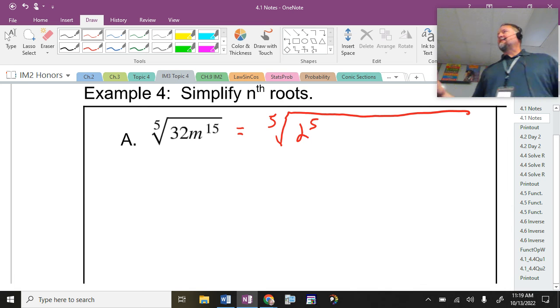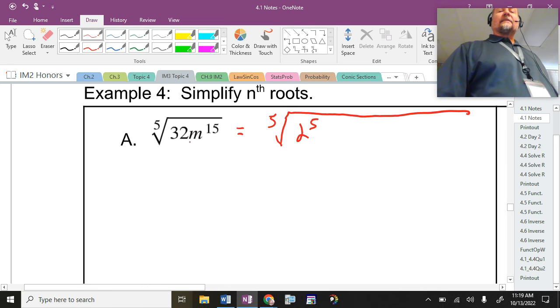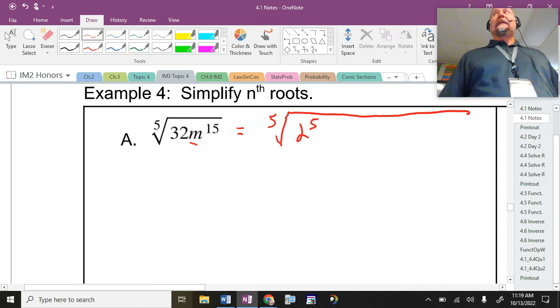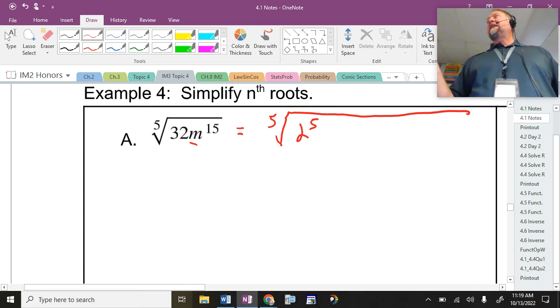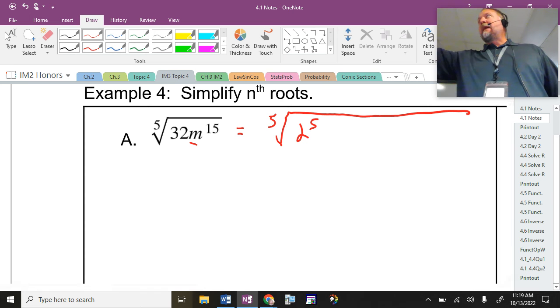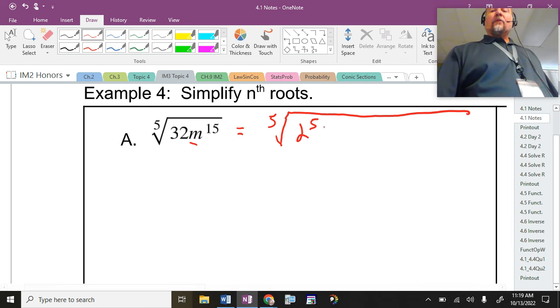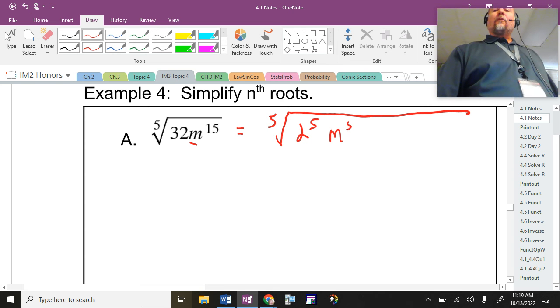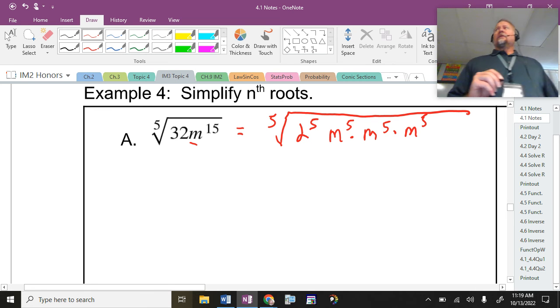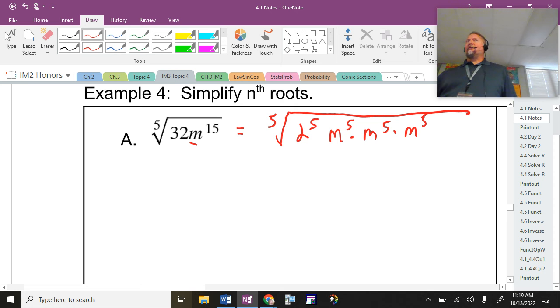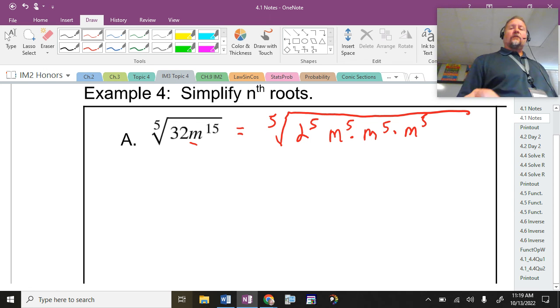32 is 2 times itself 5 times, so I can write it as an exponent. And then I am going to write this out. Instead of writing 15 m's, that's what m to the 15 means. There's 15 m's multiplied together. But what I am going to do is group them up in fives. M to the fifth, m to the fifth, m to the fifth. And they are multiplied. I don't know how else to explain that. That's what the exponents mean, and this is what we can do.